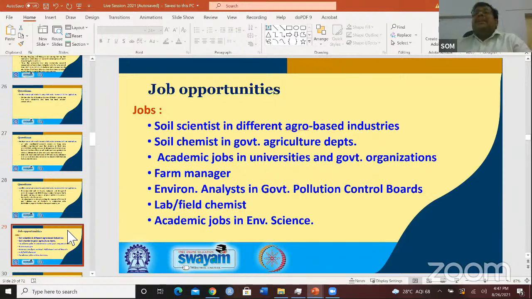And also, in government agriculture departments there is always a requirement for soil chemists. So if you have taken this course, you can find yourself in the government agriculture departments also. There are several academic jobs in universities and government organizations. You can act as a farm manager. You can act as an environmental analyst in government pollution control boards. Each and every province of India has its own pollution control board, so you can get the chance to be an environmental analyst there. And also you can serve as a lab or field chemist. And there are also academic jobs in environmental sciences.